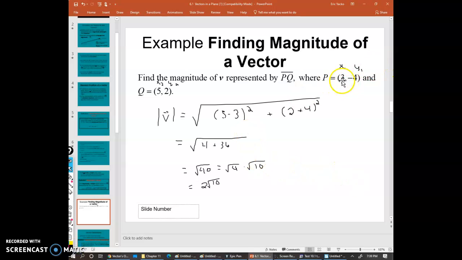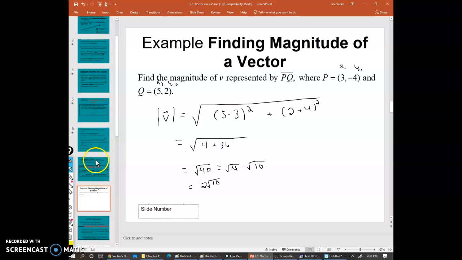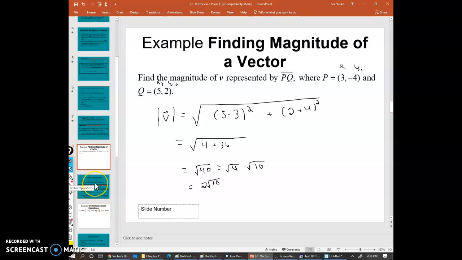You label your points: x1, y1, x2, y2. It really doesn't matter which one you call 1 and 2, because it's just the distance formula. But anyhow, I try to go in alphabetical order. So you substitute into the formula. I got the square root of 40. I simplified it, so the magnitude or length of this vector is 2 square root of 10. And you see I used the absolute value symbol for magnitude with the vector symbol inside of it. So now that's how you find a vector magnitude.